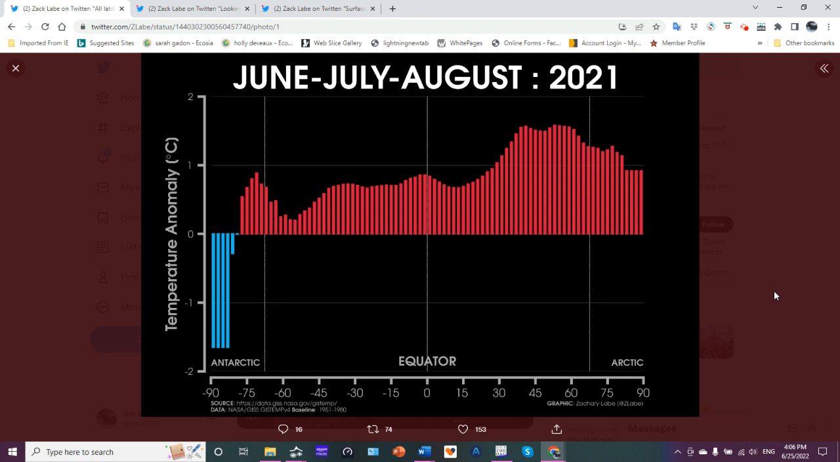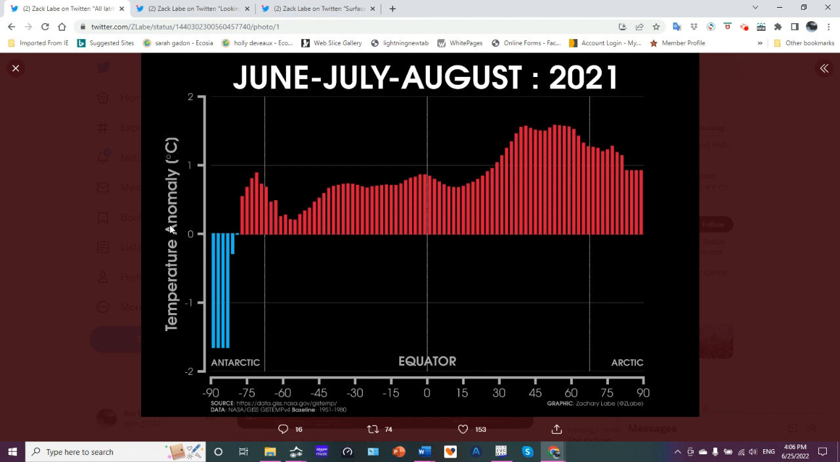I want to share with you a couple of graphics that our good friend Zach Labe has recently created and shared. And you've seen these types of graphics before. Consider this additional information, updated information, what have you. So, in this first one here, what Zach has done, he has created the temperature anomaly by latitudinal bands.